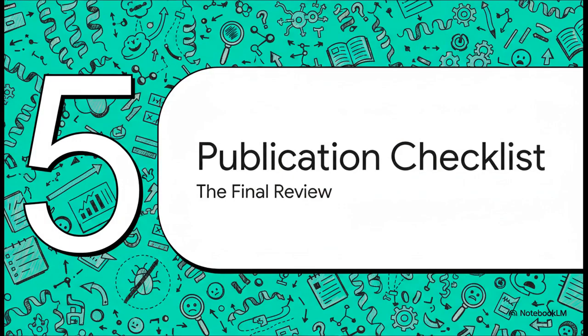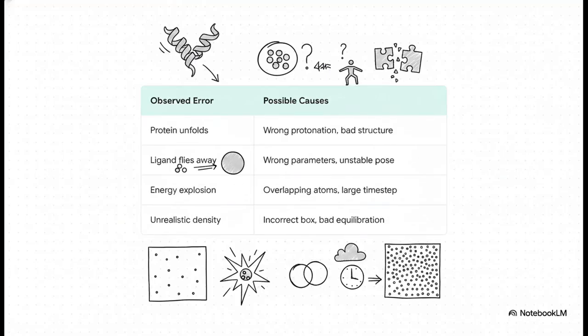And finally, section 5, the publication checklist, your very last review before you face the reviewers. Let's do a rapid-fire cheat sheet for when things inevitably go wrong, essentially a troubleshooting matrix to diagnose crashed runs. So if your protein unfolds immediately, you likely have the wrong protonation state or a force field mismatch. If your ligand just flies away instantly, check for incorrect parameters or a starting pose that was totally unstable to begin with. What if you get an energy explosion? Well, look for overlapping atoms or a time step that is way too large. And if you have an unrealistic density, you probably botched the box setup or just straight up failed the NPT equilibration. Seriously, take a screenshot of this. It's going to save you weeks of banging your head against the wall.